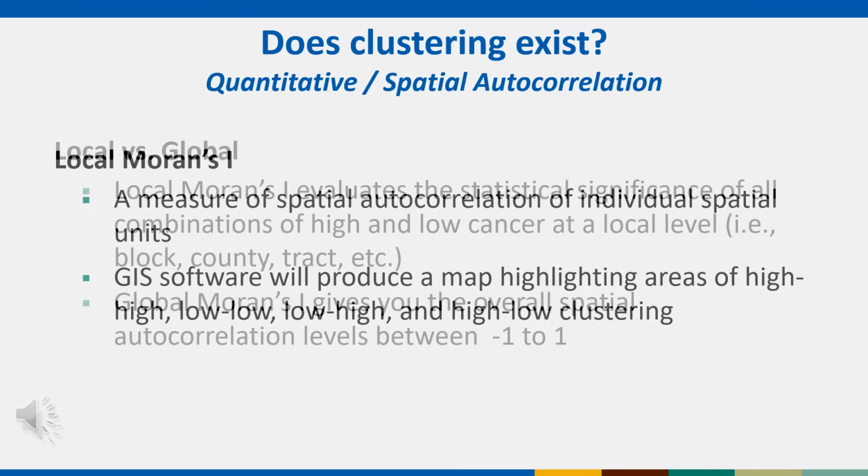New bullet points titled Local versus Global. Local Moran's I evaluates the statistical significance of all combinations of high and low cancer at a local level (i.e., block, county, tract, etc.). Global Moran's I gives you the overall spatial autocorrelation levels between -1 to 1.